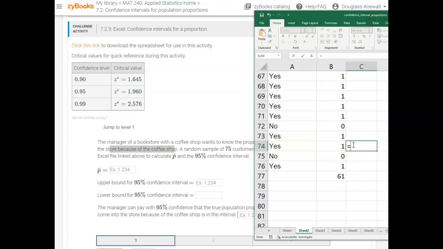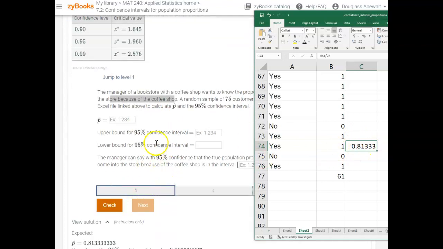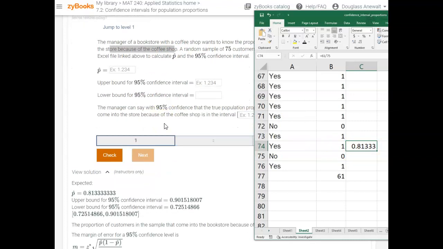So the sample proportion in this example is 61 out of 75. That's the sample that said yes, they came to the bookstore because of the coffee shop. Now we want to find the upper and the lower limits of a confidence interval. It's going to be centered around our sample proportion. Got to find the margin of error.